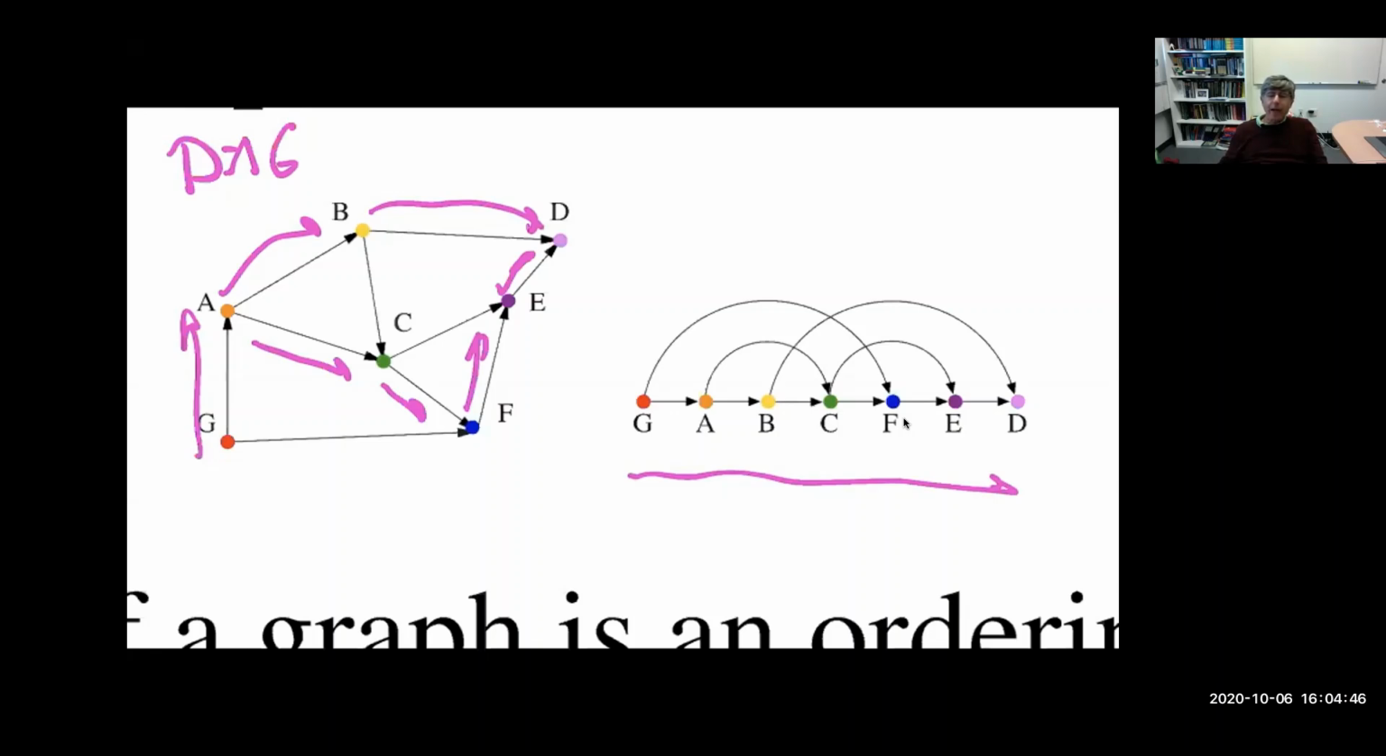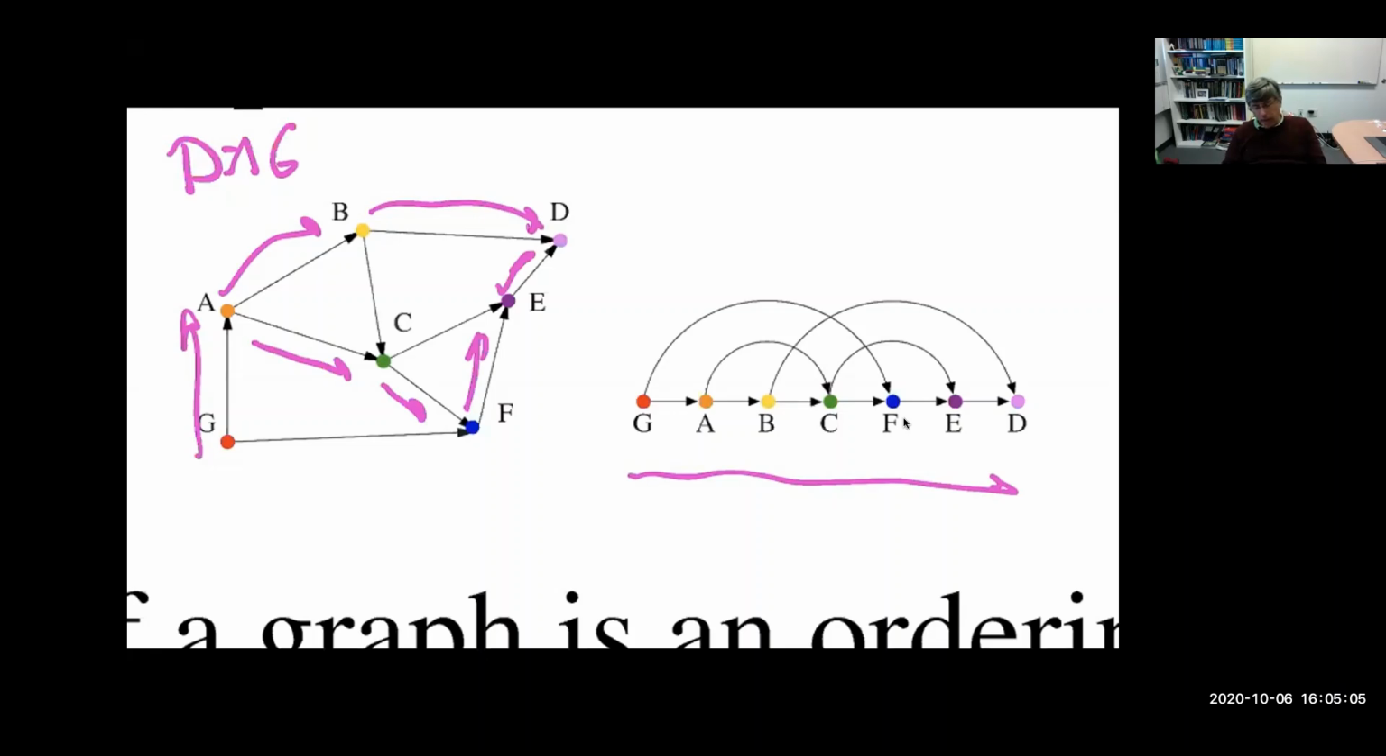If a graph had a directed cycle in it, could there be an ordering where all the edges go from left to right? I'm seeing a head shake, no. Why not? What's to stop me?